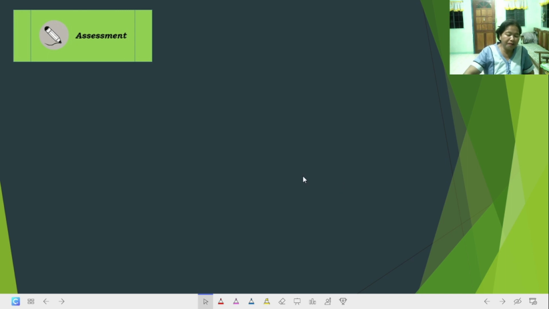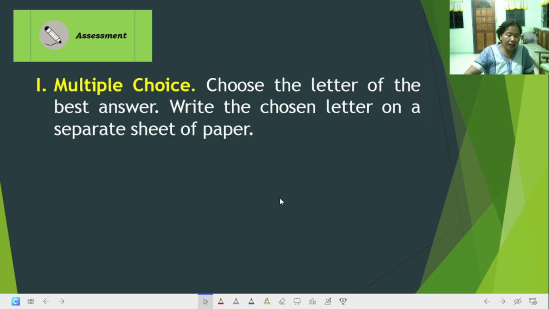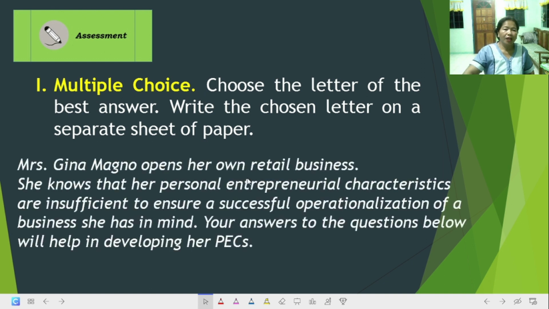Okay, so at this time, I will give you the assessment after listening to the short discussion. This is a multiple choice test. You need to choose the letter of the best answer. Write the chosen letter on a separate sheet of paper, which is your answer sheet. And do not write anything in your module, but rather write your answers on the answer sheets that are provided together with your modules.